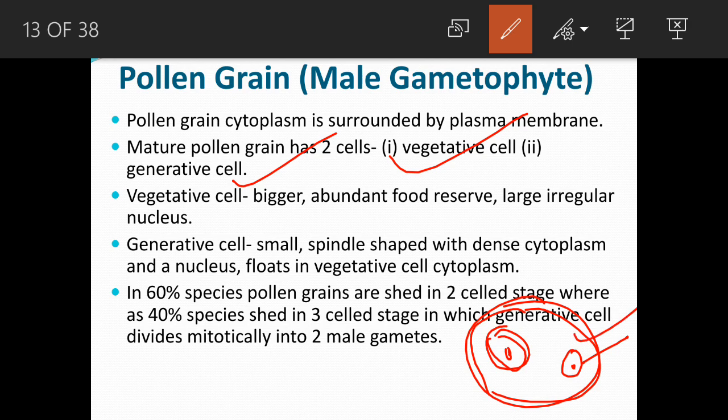In 60% of the species, pollen grains are shed at the 2-cell stage, whereas in 40% of the species they are shed at the 3-cell stage, in which the generative cell divides mitotically to form the 2 male gametes. So the total number of cells will be 3.